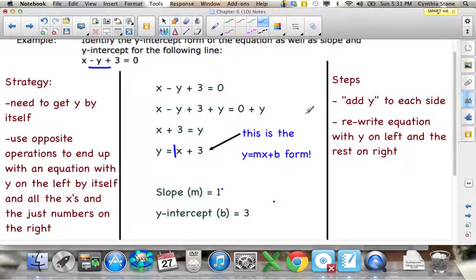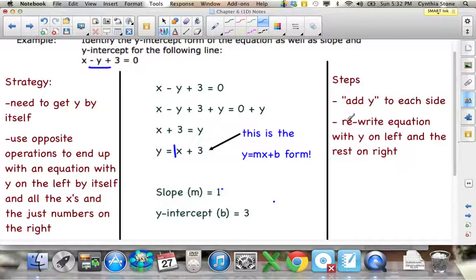So the steps in this particular case: first write out the original equation. That's what I've got here. And then I'm going to add y to each side. I have this negative y, and I want y to be positive, so I'm going to add y to each side. X minus y plus 3 plus y, 0 plus y. And then the y's cancel. I end up with x plus 3 equals y.